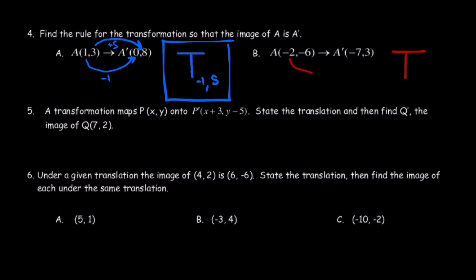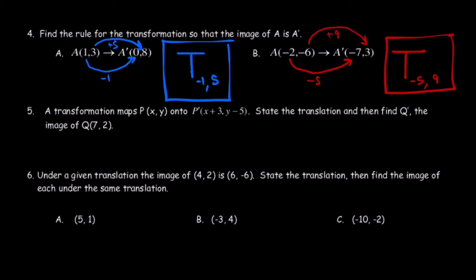-2 plus what is -7? So I decreased 5, so that's a -5. That's your x component. And then -6 went to a 3, so I actually added 9 there. So the y component is 9. That's a translation of -5, 9.